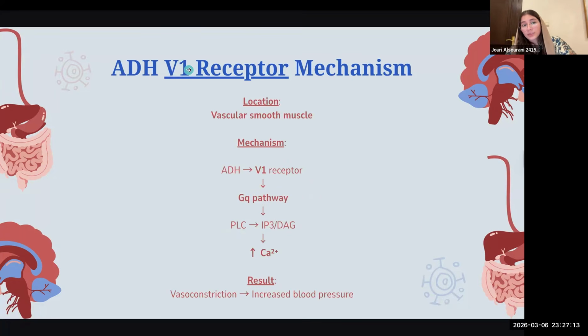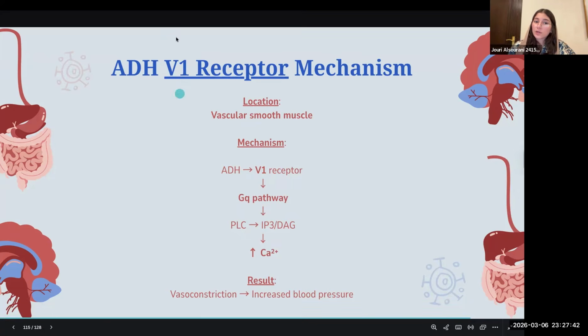For the V1 receptor, this is located in the vascular smooth muscle. So it doesn't act on the kidney, it acts on the vascular smooth muscle, right? Here we have the ADH binding to the V1 receptor. We will have a GQ pathway signaling cascade. Okay, there we said in V2 it was GS, right? Here it's GQ. And the entire outcome of this cascade is we're going to have an increase of calcium. This increase of calcium will cause vasoconstriction, and so it will increase blood pressure.